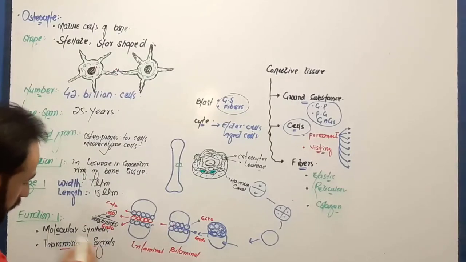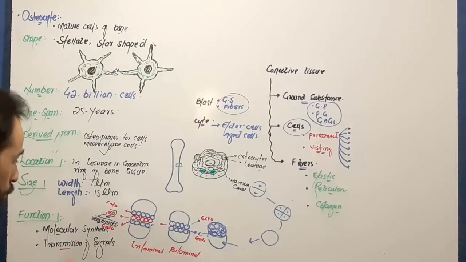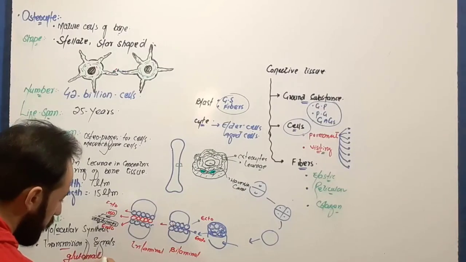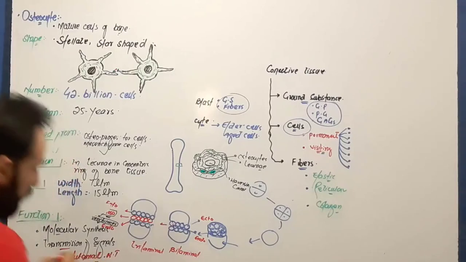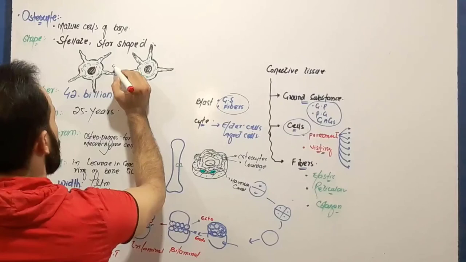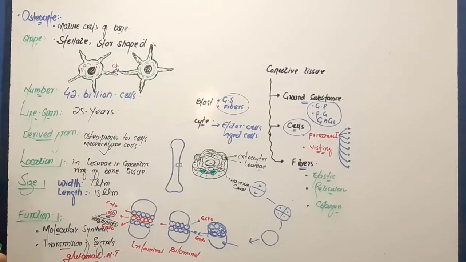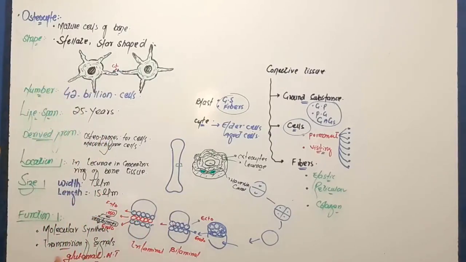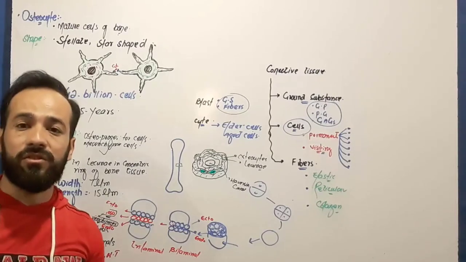So molecular signals are transmitted through glutamate neurotransmitter, right? These cells use the glutamate neurotransmitter, and they transmit impulses with each other in order to create certain homeostasis in the bone tissue. So friends, I hope you like the lecture. This was about the osteocyte cell. Now let us discuss the osteoblast cell.